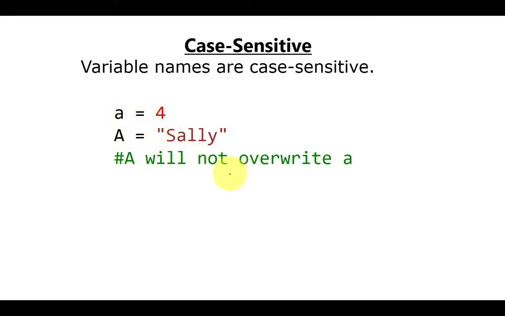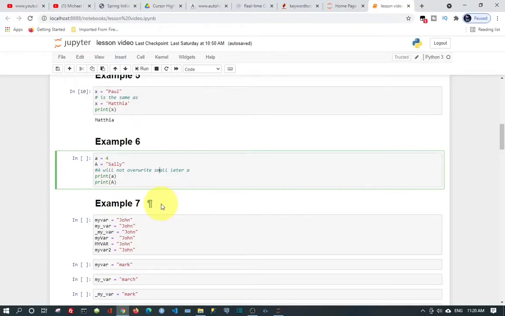So when we print this out, if we use the capital letter A, we'll get Sally, and if we use a small letter a, we'll get 4. So you have to be sure of the letters you're using. If maybe you're using a variable name called box and the B starts with a capital letter and you're trying to call it back again and you're not using a capital letter, you're not going to get it. Variable names are case sensitive.